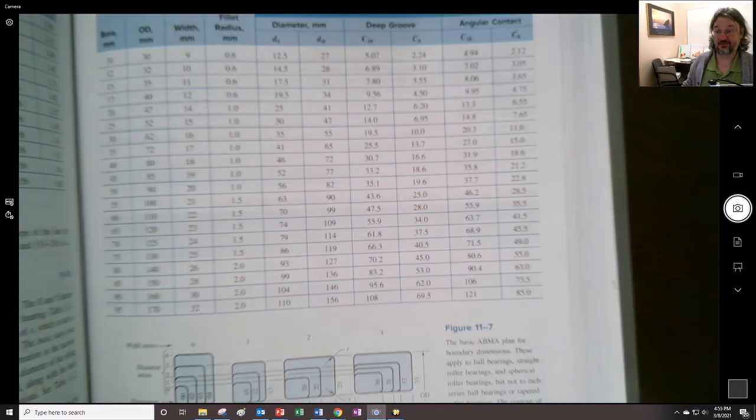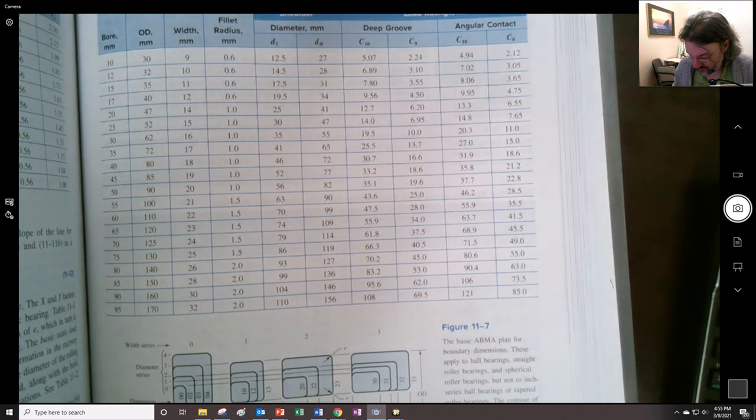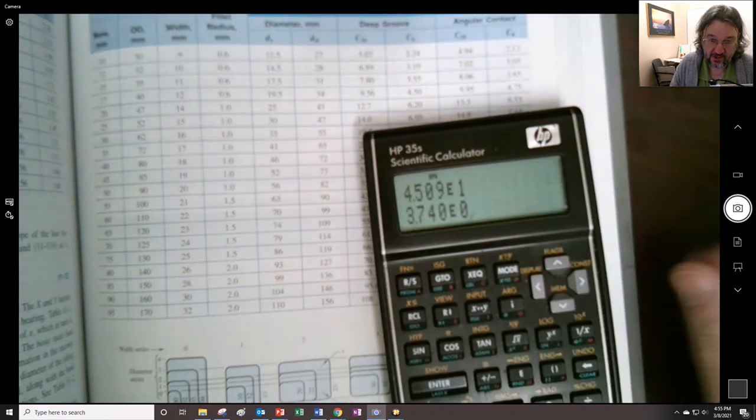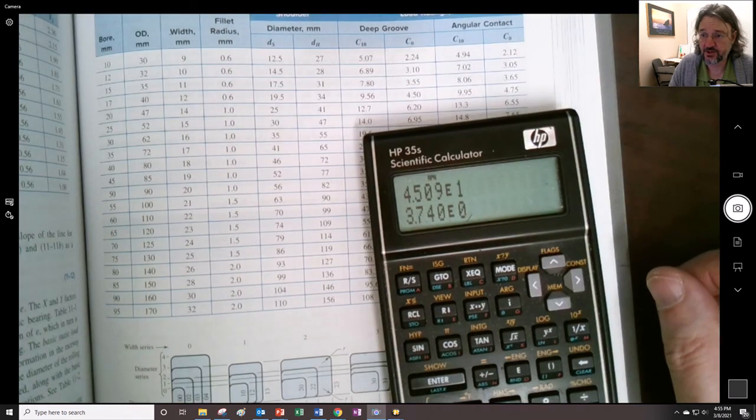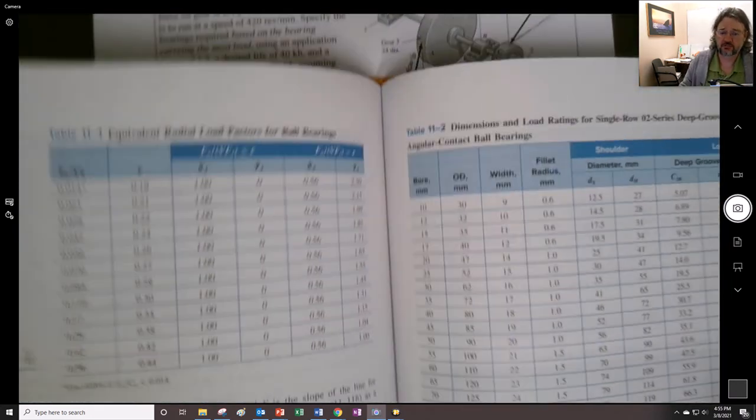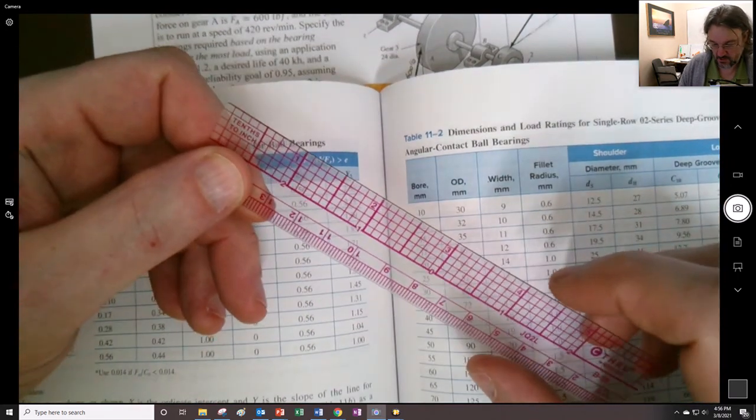You know how big 95 millimeters is? 95 divided by 25.4. That is a 3 3/4 inch shaft onto the thing. This big of a shaft, right? That's the diameter of the shaft.